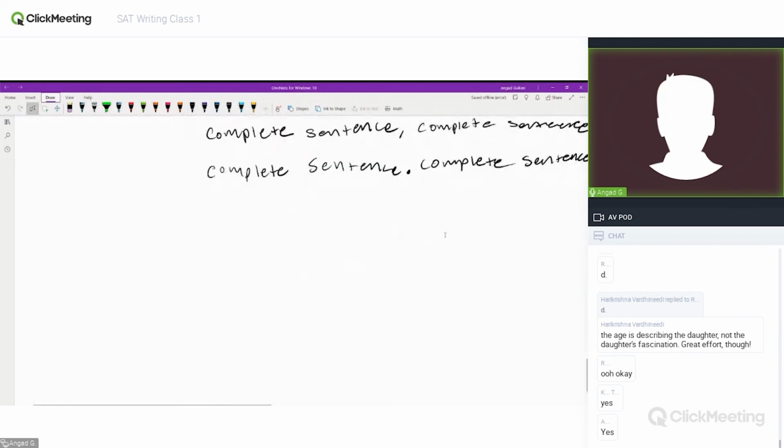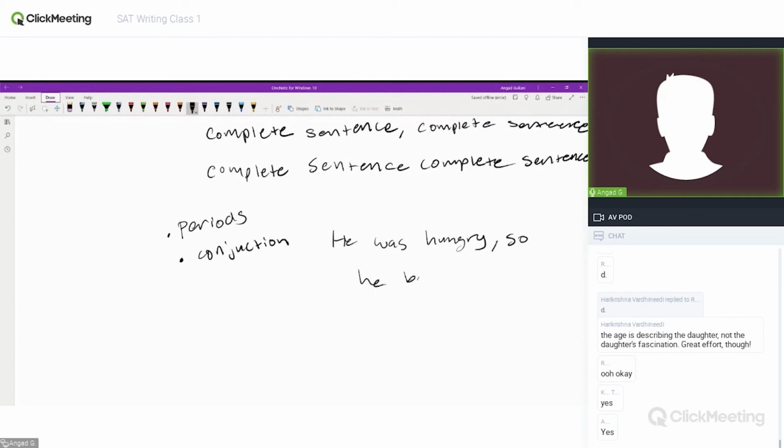But other than that, the ways we fix run-ons are by using periods, and using a conjunction, right? So let's say, he was hungry, so he bought a burrito. This fixes the run-on that could be, he was hungry, he bought a burrito, right? That's a weird sentence, but you can use a conjunction to separate two sentences or compound them, to be exact.